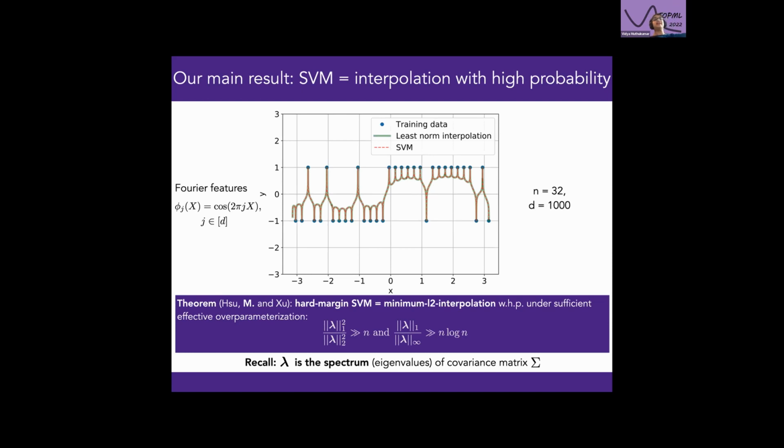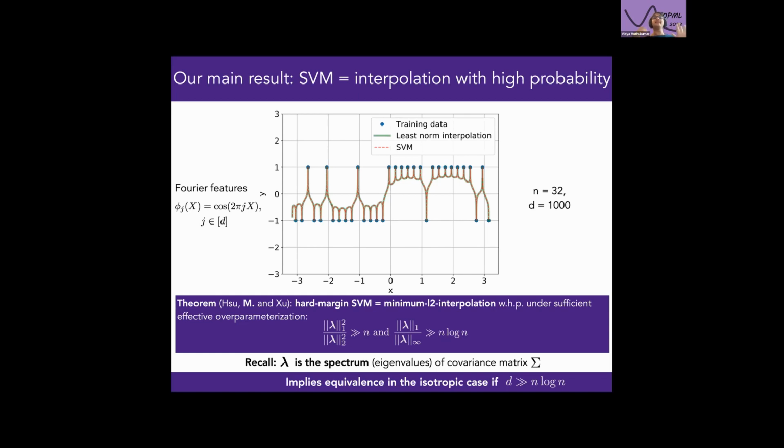So in this Fourier feature example, for example, the covariance matrix turns out to just be the identity as a consequence of orthonormality. And in this case, the lambda will just be the vector of all ones. And in this special case, these results actually show this exact equivalence, provided that D is much greater than n log n, just looking at the condition on the right.